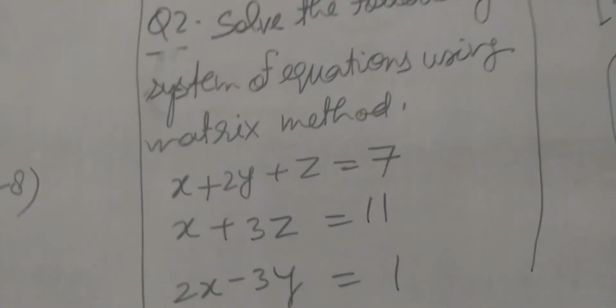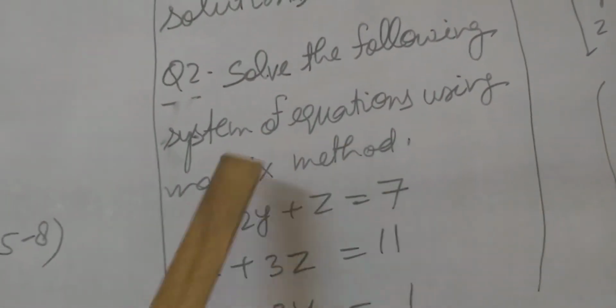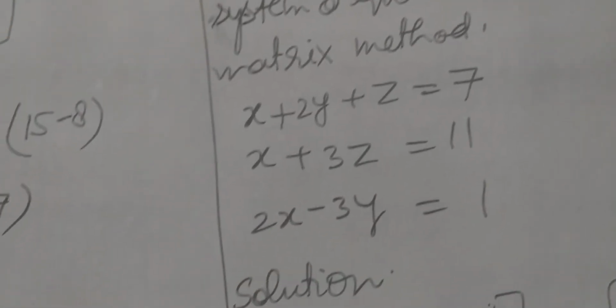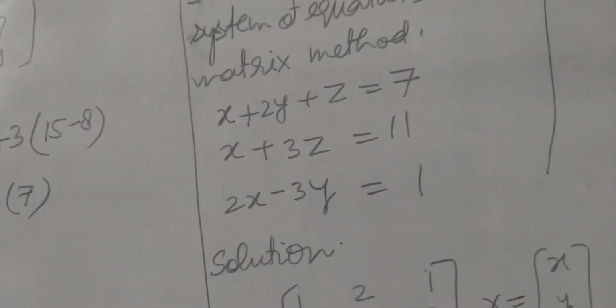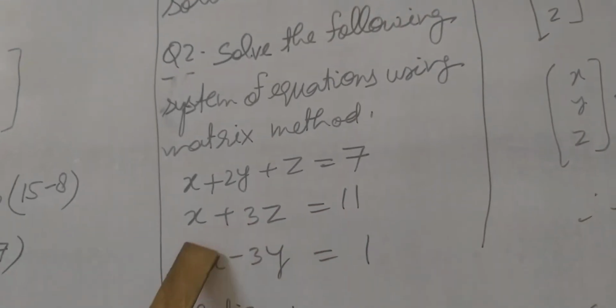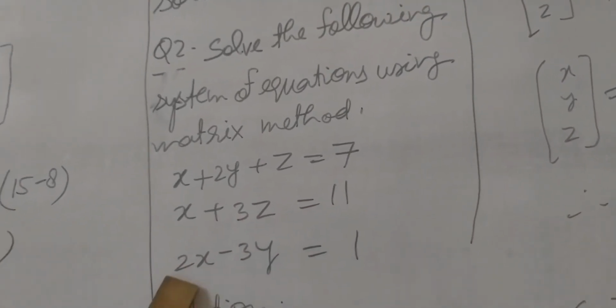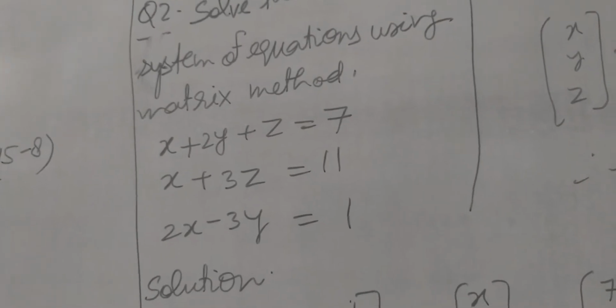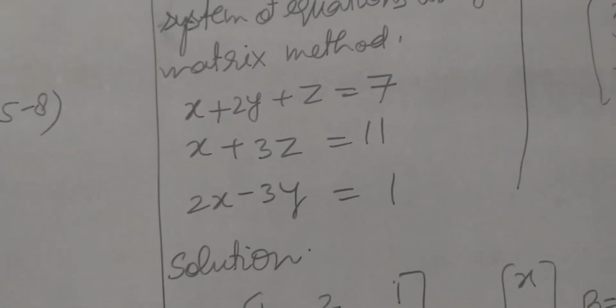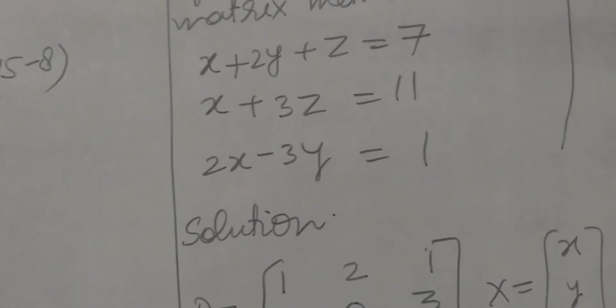Now question number 2. Solve the following system of equations using the matrix method. Now we have to solve these equations, students. Three equations are given: x plus 2y plus z equals 7, x plus 3z equals 11, 2x minus 3y equals 1. So in the same way we have to solve these equations, student.